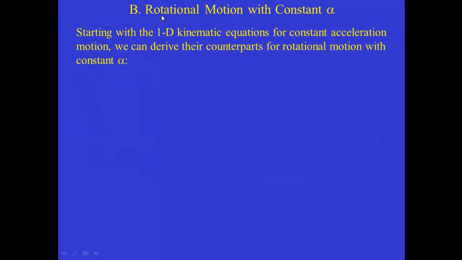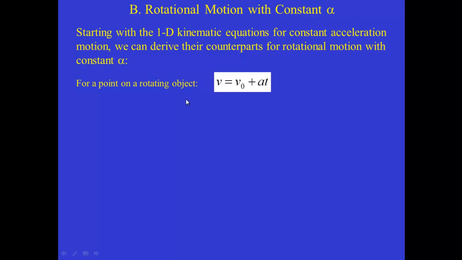All right, now let's move on to rotational motion with constant angular acceleration. You'll remember earlier in the course we looked at kinematics, and we studied in particular the kinematic equations where we had constant linear acceleration. For example, the motion of a projectile near the Earth's surface. So this is going to be completely analogous, and we can start with the one-dimensional kinematic equations for constant acceleration motion and use them to derive the rotational versions of these equations.